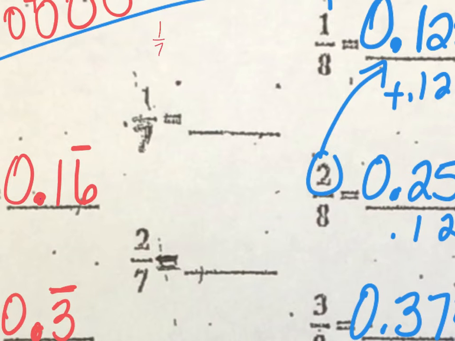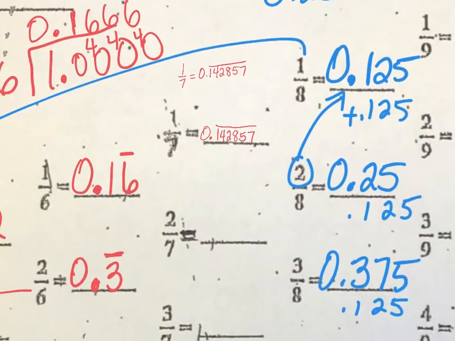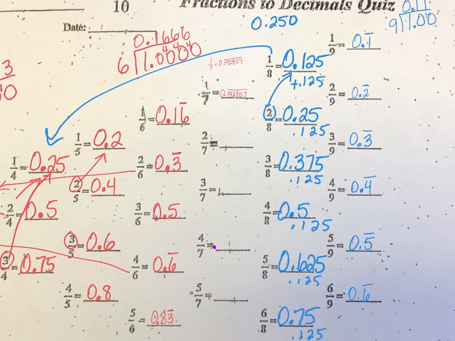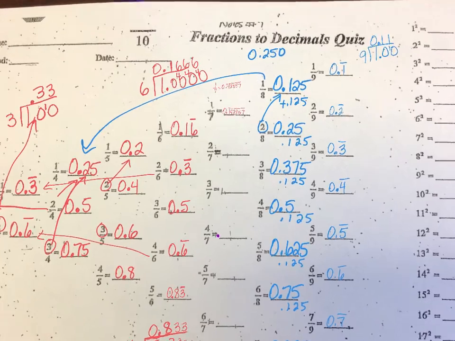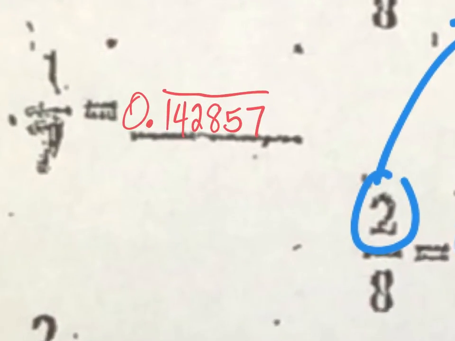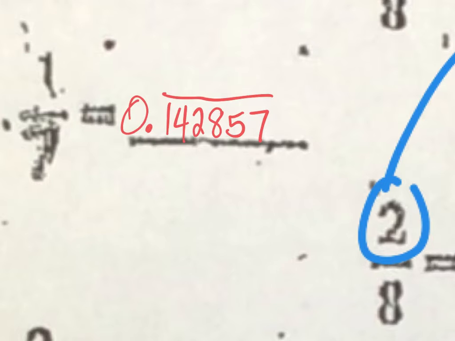1/7 is 0.142857, and you have to put the repeating bar over there. So this is 0.142857 with the repeating bar. There are 6 numbers in that repeating pattern, correct? How many 7ths do we have? 6. And there are 6 digits there, correct?